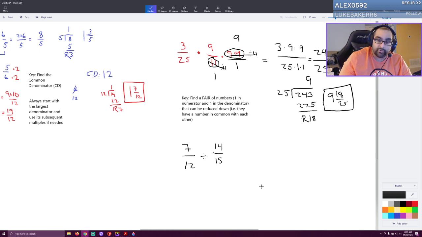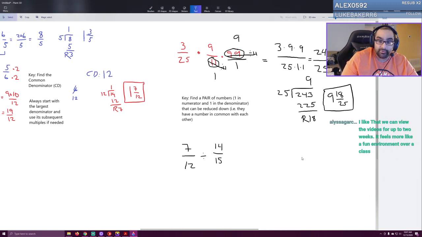While you guys are thinking that over, let's go ahead and talk about division here. Now, division of fractions here is going to be pretty straightforward.